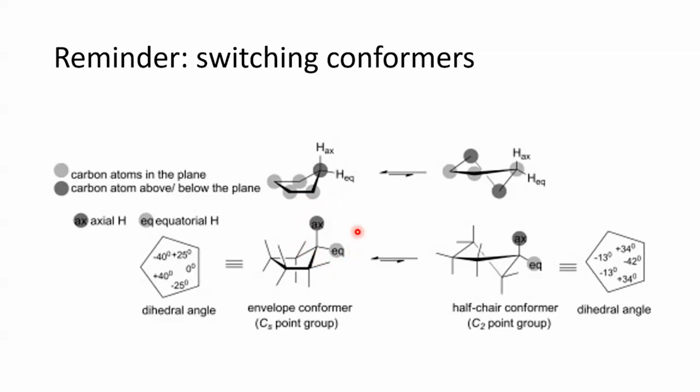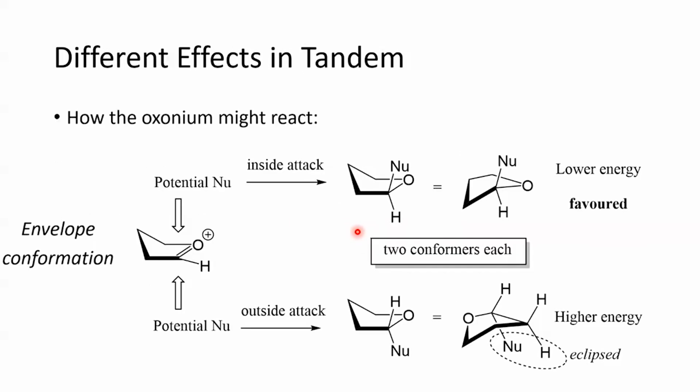of the envelope. So the first thing we should think about is how might this oxonium react? We're not considering any of the functional groups around the ring, and there's really only two ways that a nucleophile can approach this molecule. Either from the inside of the envelope, so coming down in this direction, or from the outside of the envelope, coming up from underneath. And you might think, why is that?